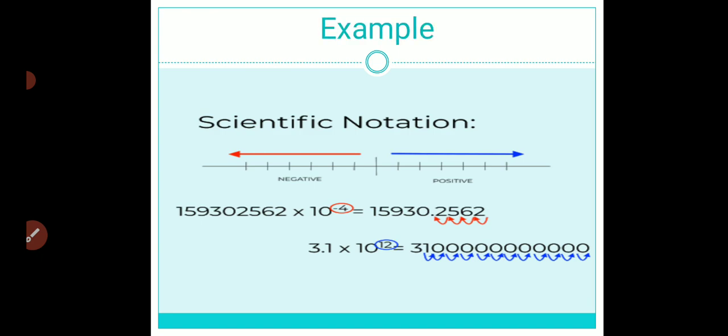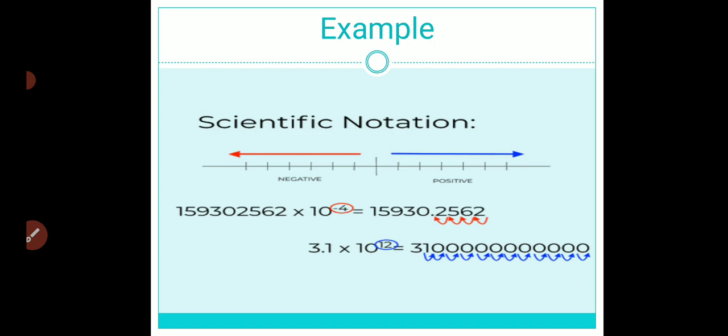Another example, if the given is 159302562 times 10 to the power of negative 4. To solve, you move the decimal point according to the 10 to the power of negative 4. So the answer is 15,930.2562.